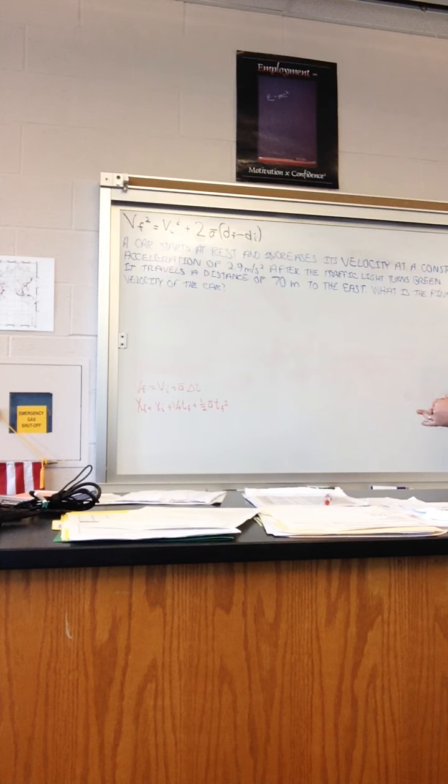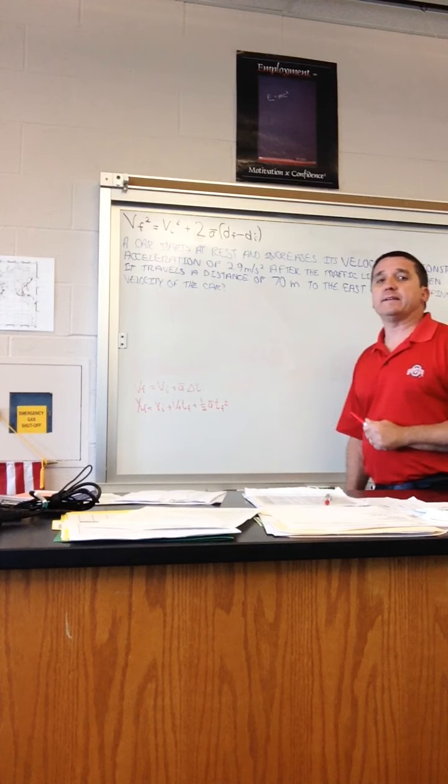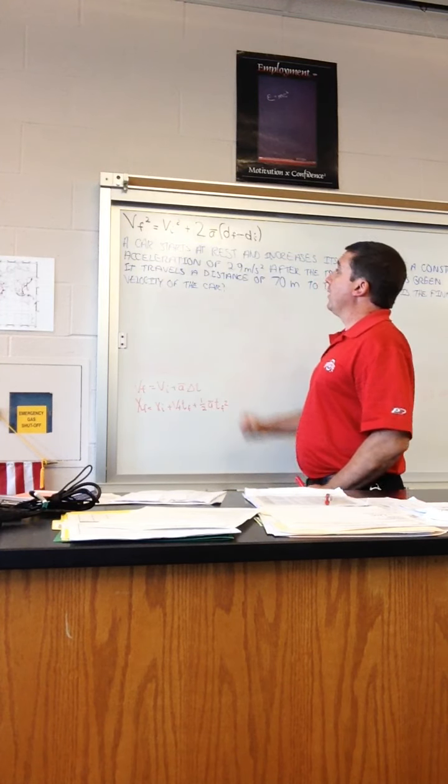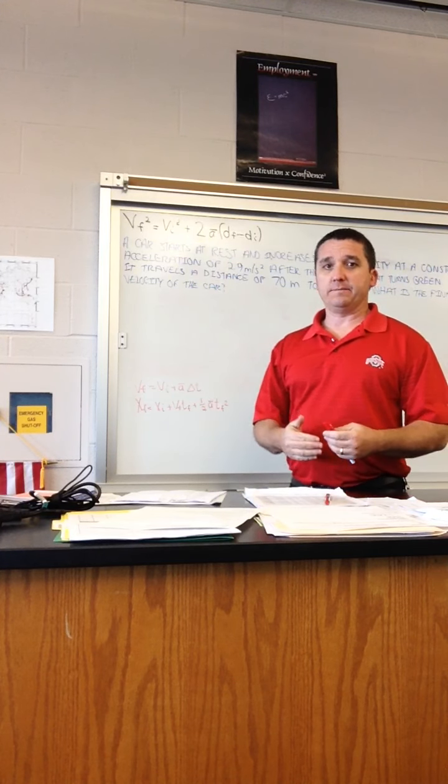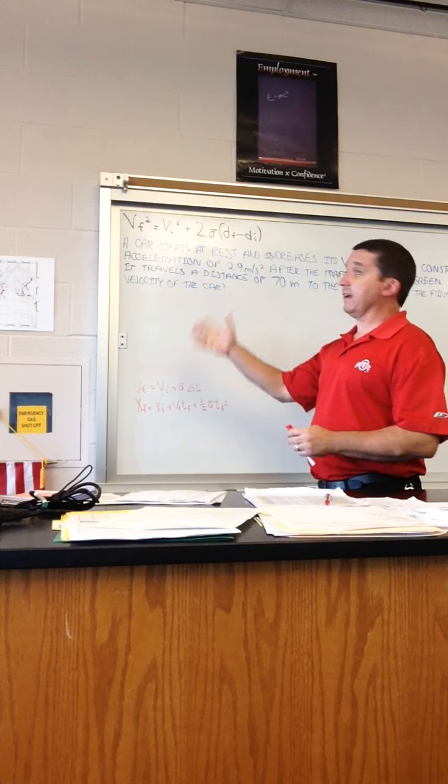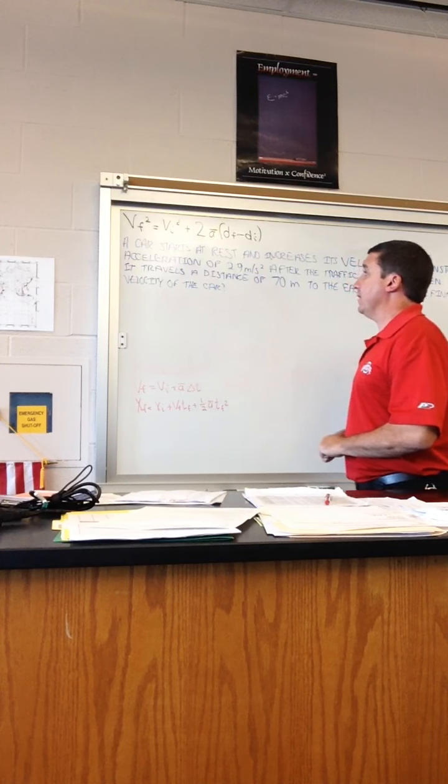Okay, so first example, we have a car that starts at rest and increases its velocity at a constant acceleration of 2.9 meters per second squared after the traffic light turns green. It travels a distance of 70 meters to the east. What is the final velocity of the car? Okay, one thing to think about here. When it says that the car is starting at rest, its initial velocity is 0. But again, I still want you to plug that into the equation.